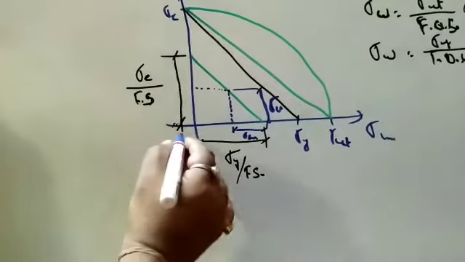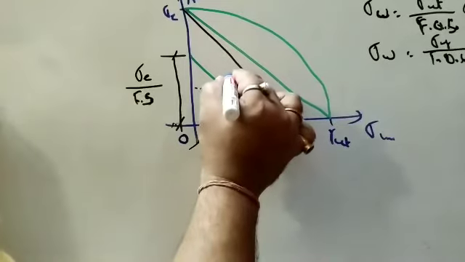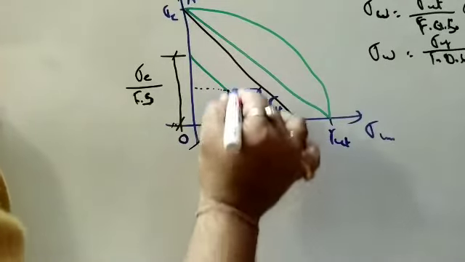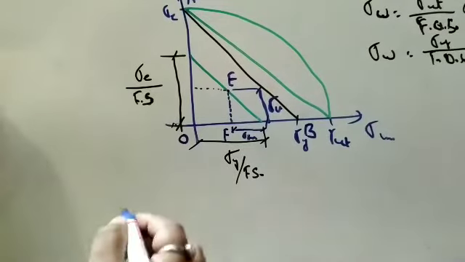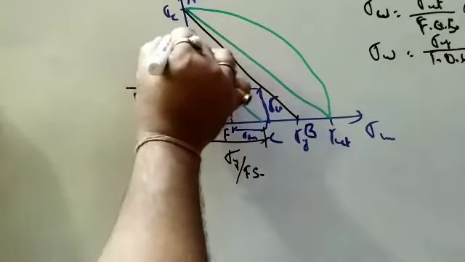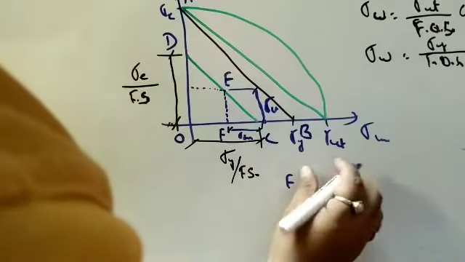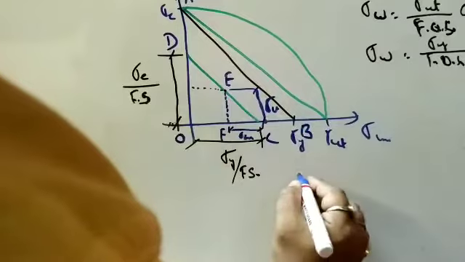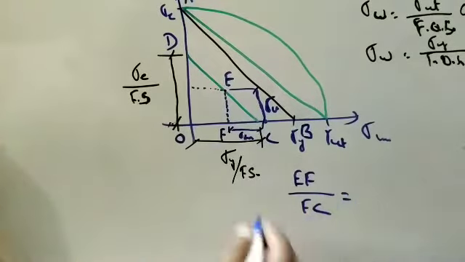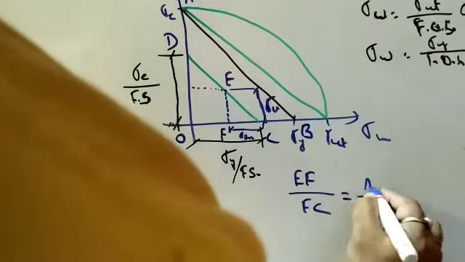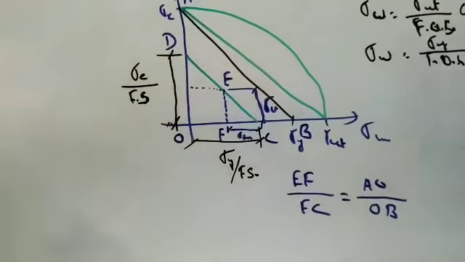Now basically I will give some points over here, name OA. Now this is F, this is E, and this I will produce to B, and this I will produce to C, and this I will name as D. Now from this diagram we could write that EF by FC is equal to AO by OB, from similar triangles.